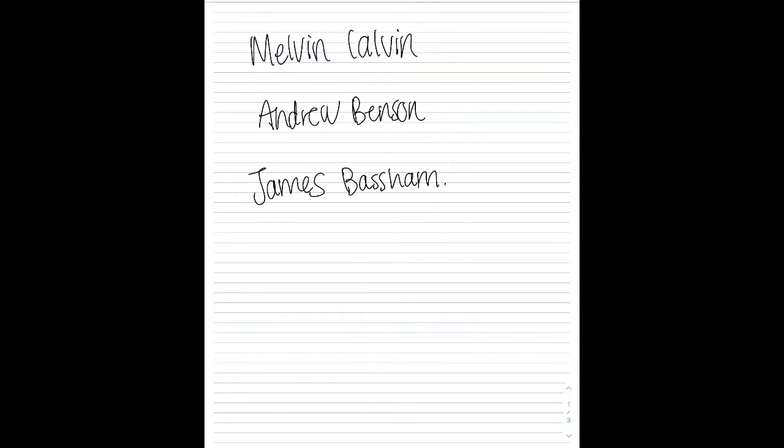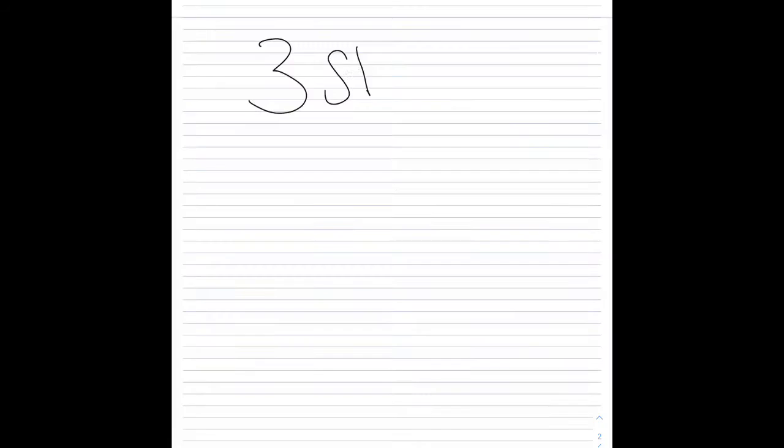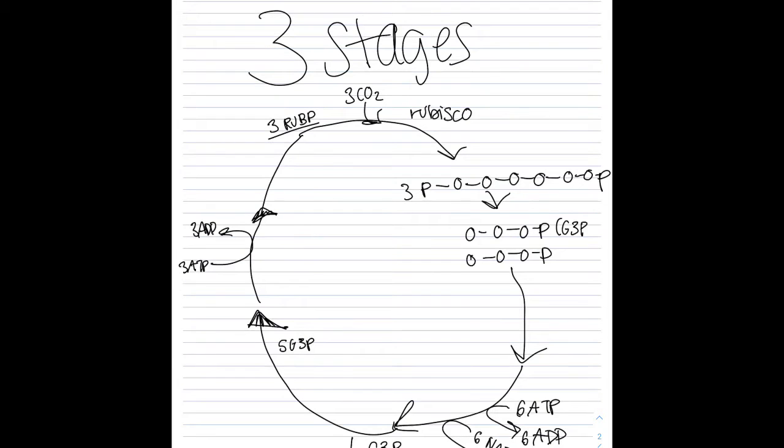The Calvin Cycle was first discovered by Melvin Calvin, Andrew Benson, and James Bascom, and Melvin Calvin was the one who spearheaded the entire project, and thus it's called the Calvin Cycle. The Calvin Cycle consists of 3 stages. Here is what the complete cycle looks like, and the first stage that we are concerned with is known as fixation.